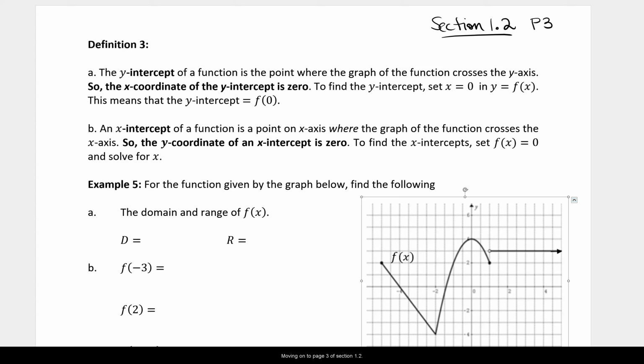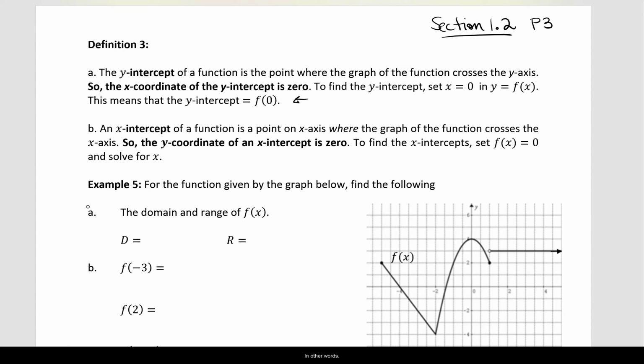Moving on to page 3 of section 1.2, we're going to take a look at a definition, and the definition involves y-intercepts and x-intercepts. The first definition: the y-intercept of a function is the point where the graph of the function crosses the y-axis. That means that when we have a y-intercept, the x-coordinate is 0. So the process for finding a y-intercept is set x equals 0 in our function rule y equals f of x. This means that the y-intercept is equal to f of 0.